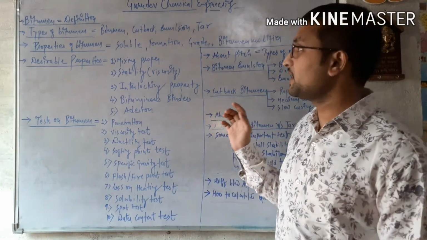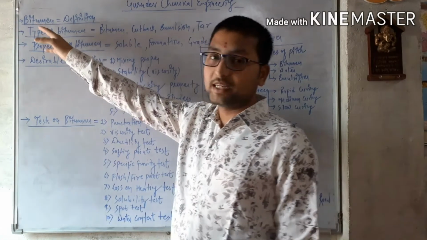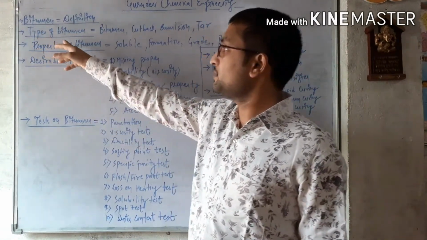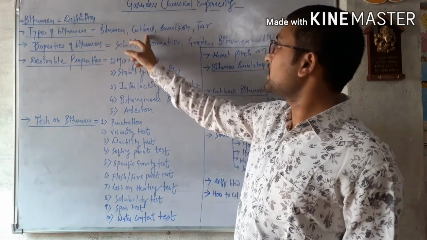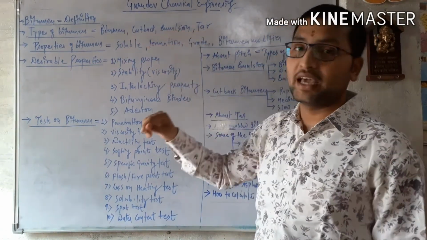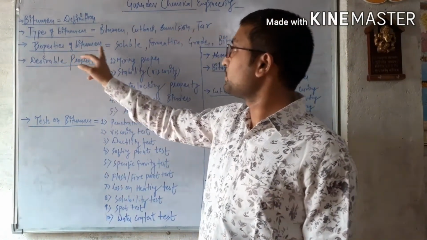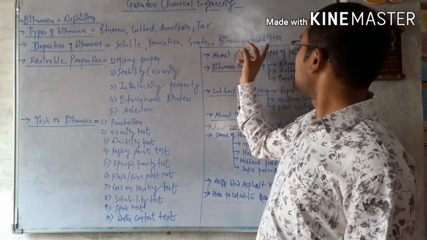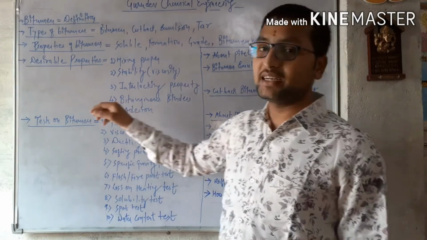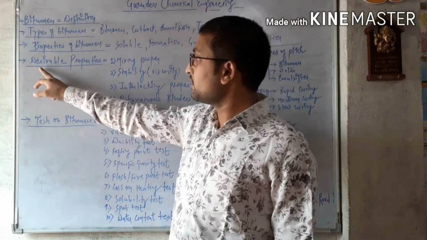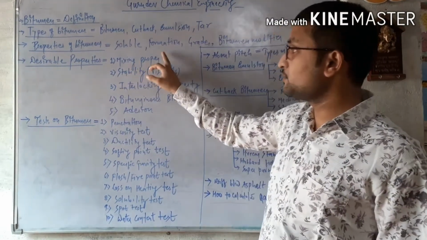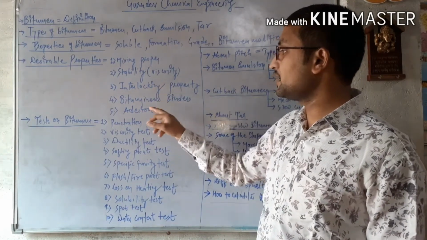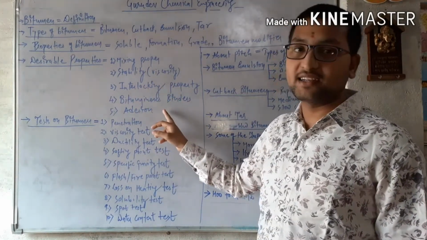So first we will discuss the definition of bitumen. Now we will cover the types of bitumen, like bitumen, cutback bitumen, emulsion, tar. And next are the properties of bitumen, like solubility, formation, grade, bituminous modifier. And second are the desirable properties like mixing, proper stability. Stability means the viscosity, interlocking property, bituminous binders, and the adhesion.